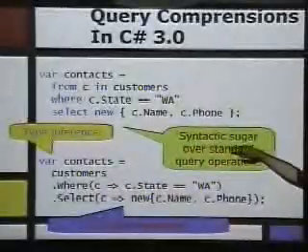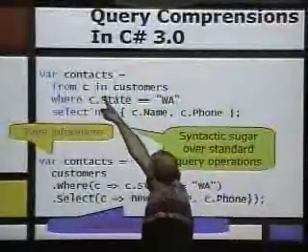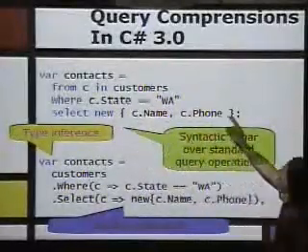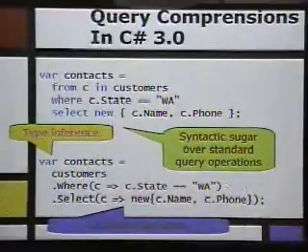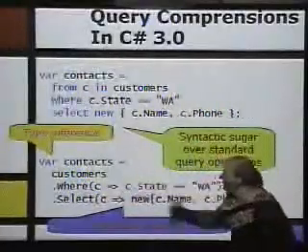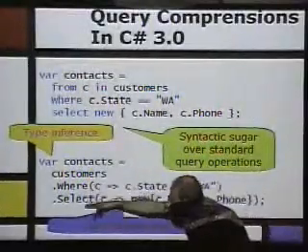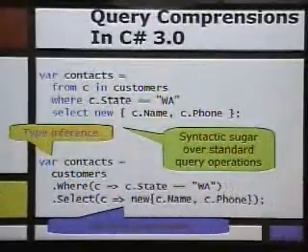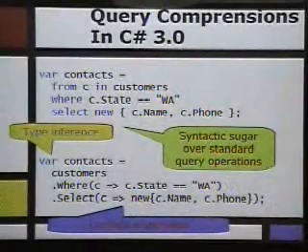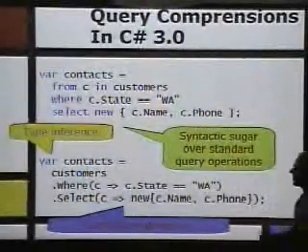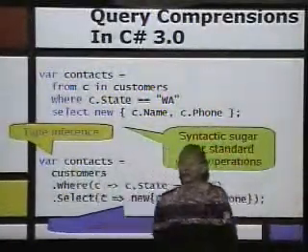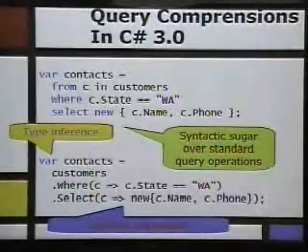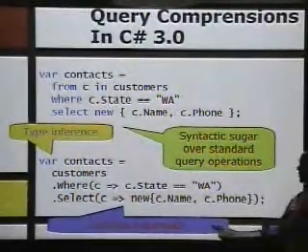In C#, I write from c in customers where state is Washington, select new name, phone. And this is translated by the C# compiler into standard query operators, filter and map, just as we knew from functional programming. So there's nothing new here. But look at this. C# does type inference. I don't have to write the type of c. Okay. C# now even has something called lambda expressions.